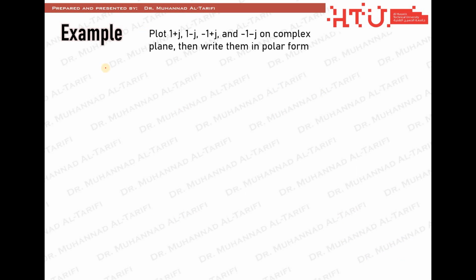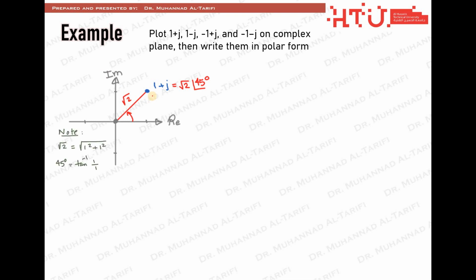Now let's get into more complicated examples. 1 plus j has a real part of 1 and imaginary part of 1. Its distance from the origin can be found using Pythagoras' theorem as the square root of 1 squared plus 1 squared, which is the square root of 2. And the angle it makes with the positive real axis can be found as the inverse tangent of 1 divided by 1, which equals 45 degrees. Just simple trigonometry.